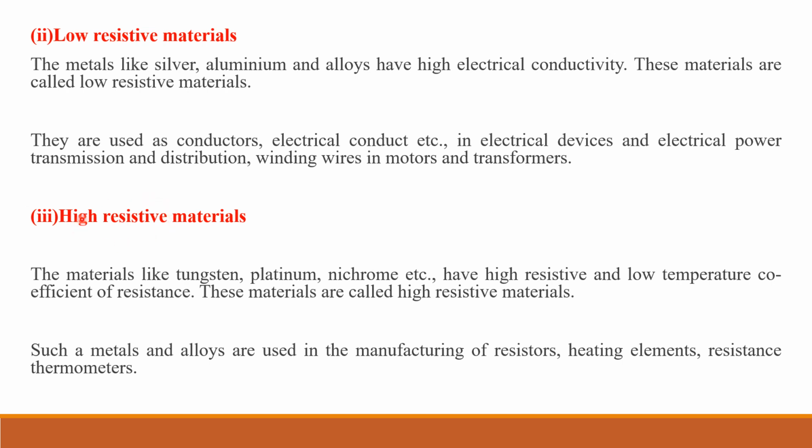Next comes this high resistive materials. Some of the examples are tungsten, platinum, nichrome, etc. They have a high resistivity and they have a low temperature coefficient. So these materials are mostly used as heating elements, resistance thermometers, manufacturing of resistors, etc.